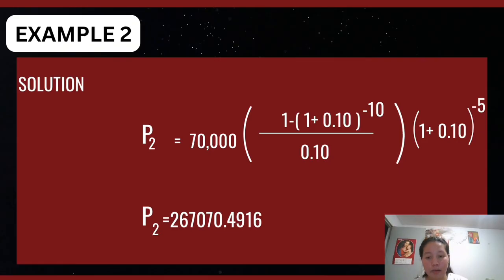On the other side, as you notice, there is a factor of 1 plus 0.10 raised to negative 5, since this payment starts in year 6. So we need to discount it back to zero. That is why it is there. Let's do the calculations, and the result is 267,070 pesos and 49 cents as the value of our A sub 2.